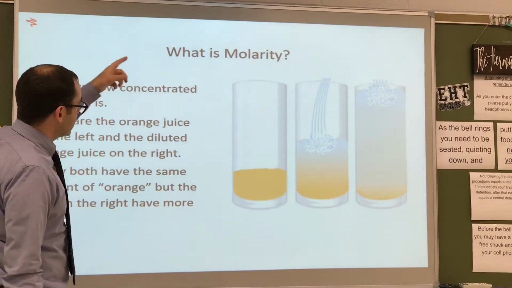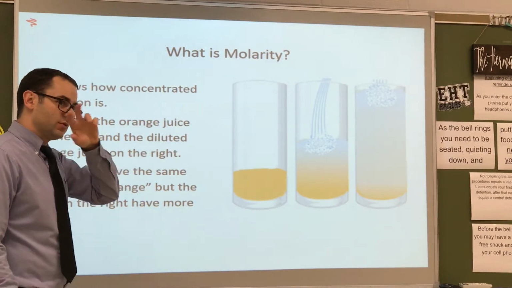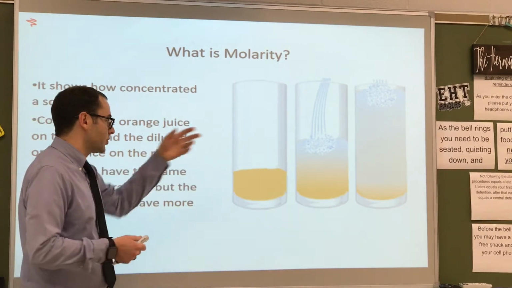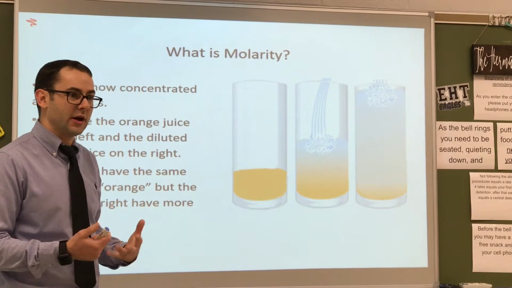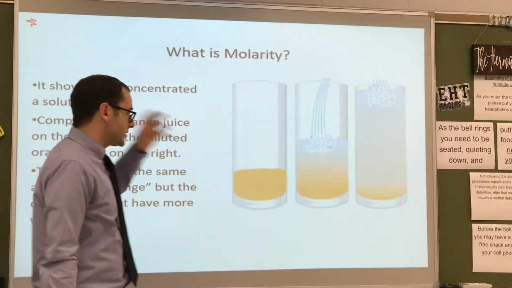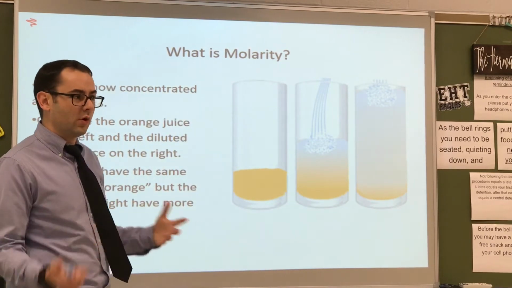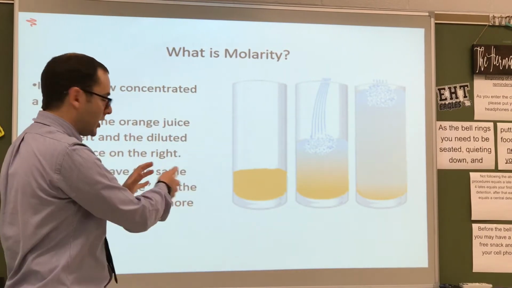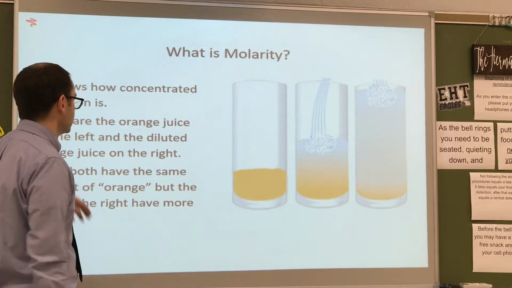So molarity is basically a way to add numbers to that. Because if you talk about it being diluted versus concentrated, those are qualitative ways of talking about it, right? There's no numbers. It doesn't say how concentrated it is. It doesn't say how dilute that is, right? But by changing the amount of water in it, we're changing not only the taste, but also how it works as far as orange juice goes.